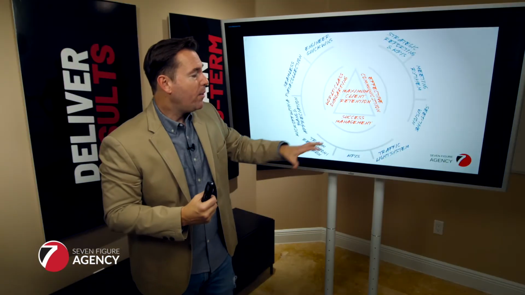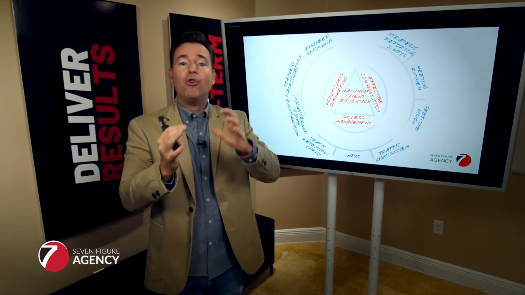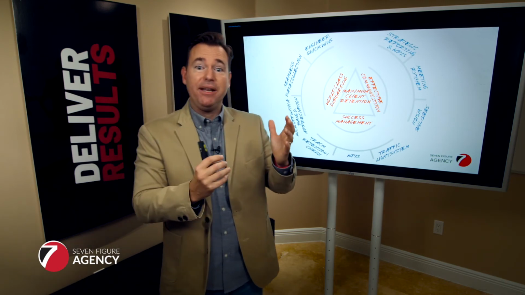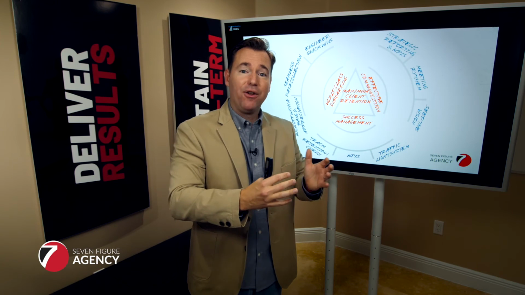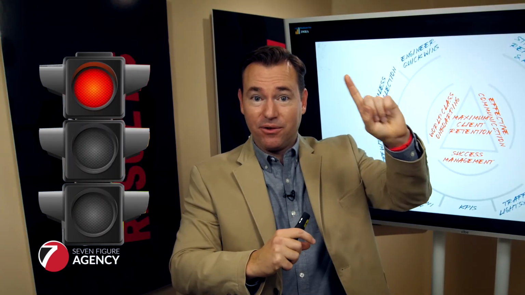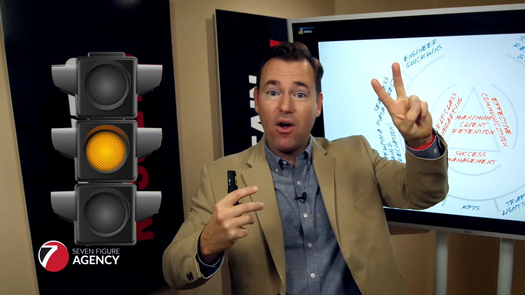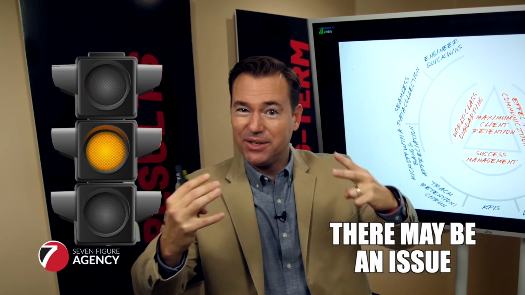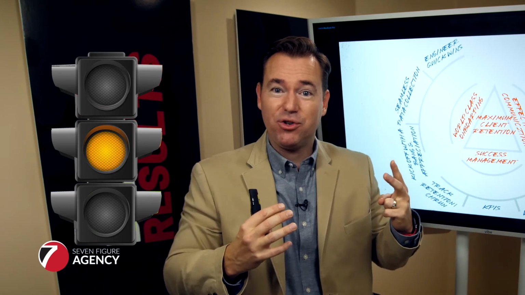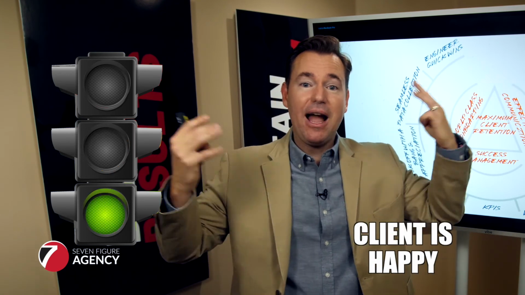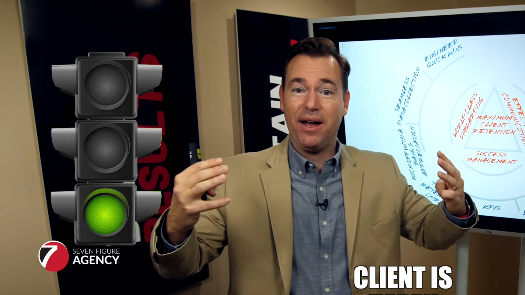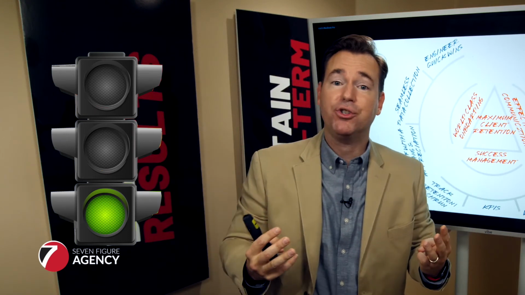What we found really works well is to traffic light your clients, which just means you have all your clients and they're in one of three states. They're red, which means they're upset, something's not going well. They're yellow, which means they're potentially not super happy. Maybe there's an issue that needs to be addressed. And green, they're happy, they're getting results, they're really satisfied, they're going to be an advocate for our services.